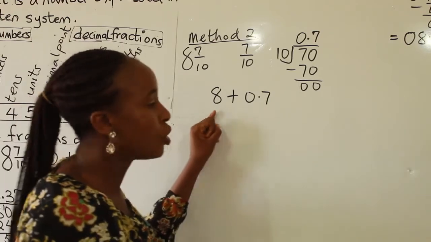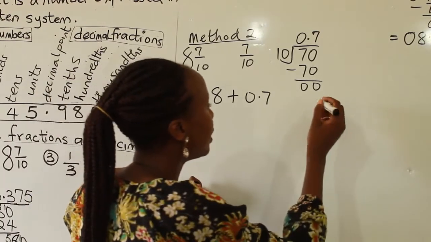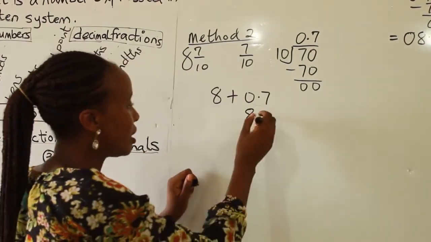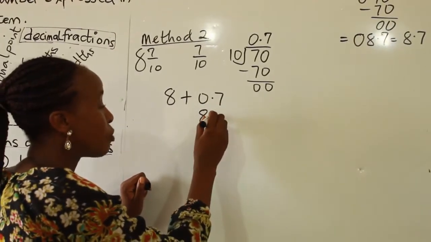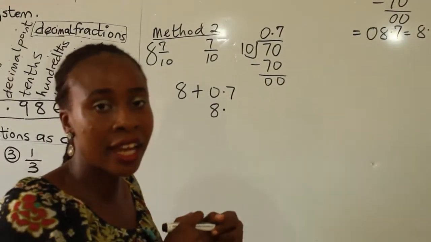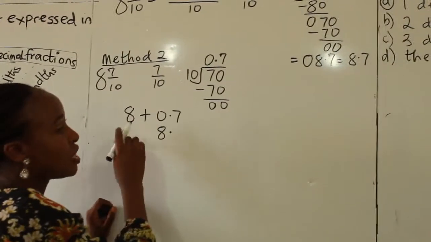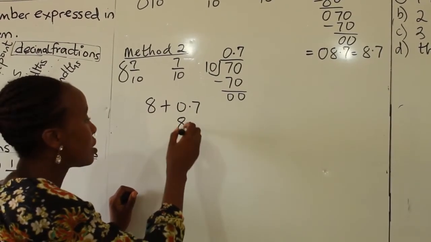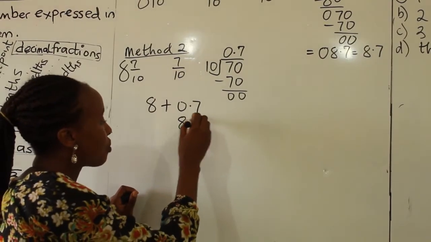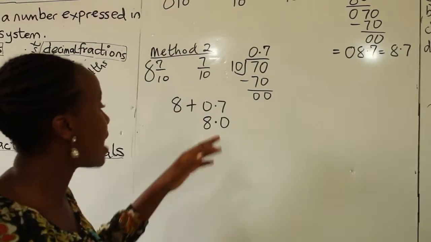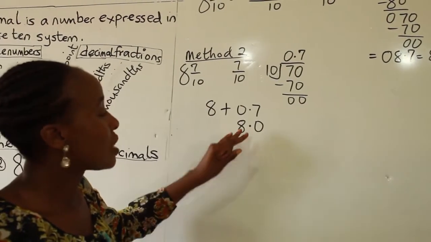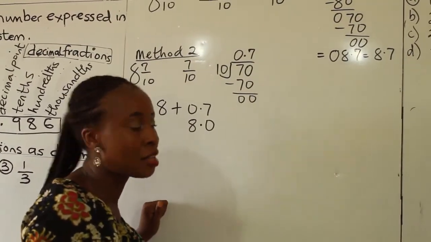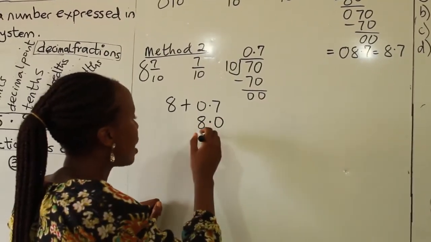When we want to add a whole number plus a decimal, what we do is we write our 8 and put our decimal. We have to make the whole number also look like a decimal. So we have to write 8 in such a way that it will look like a decimal. And to write 8 as a decimal, we write 8.0. This is because the 0 that is attached to this 8 does not have any significance. 8.0 is still the same thing as 8. So we have 8.0 plus 0.7.